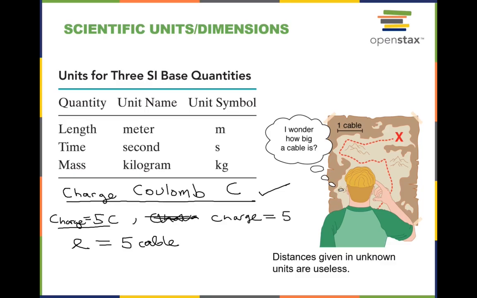Just as useless would be to give no units. And ultimately, at the end of the day, he needs units that he can use, right? Like length is equal to 5 miles. Now, that's something he can use because he knows what a mile is. So for any physical quantity that you want to write down and specify, you definitely need to give its units.